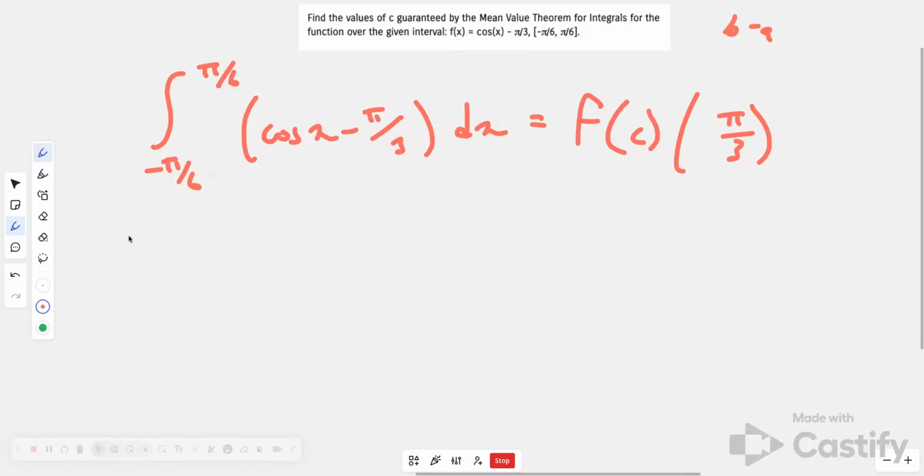So for this integral, we're going to take the antiderivative of this. So that would be sine x minus pi over 3 x.